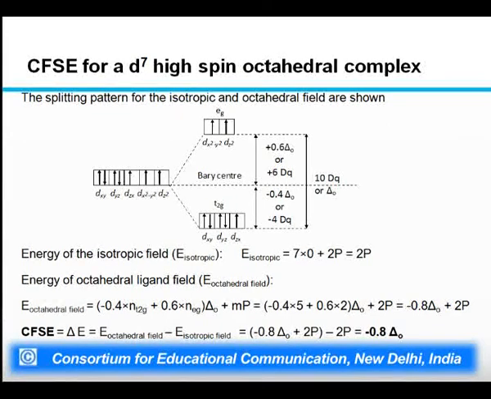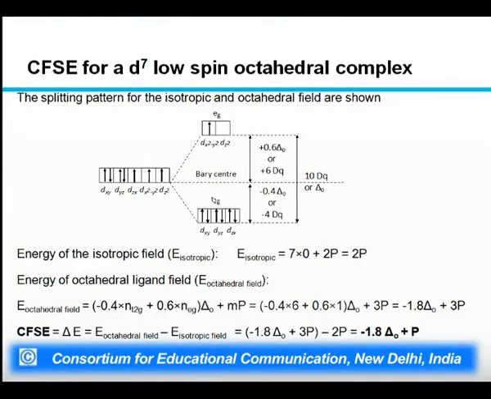Now, this is another example for a d7 high spin octahedral complex. Here the configuration in an octahedral field is t2g5 eg2. So, energy of isotropic is 2P as there are 2 electron pairs in the spherical field, which is shown on the left hand side, and energy of the octahedral field comes to be minus 0.8 delta naught plus 2P. So, CFSE comes out to be minus 0.8 delta naught.